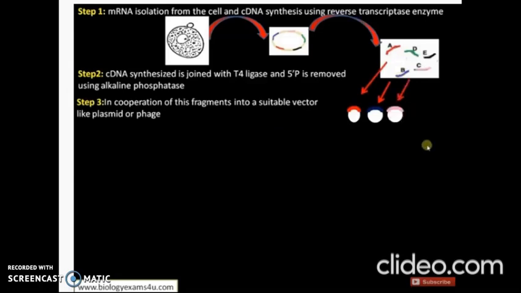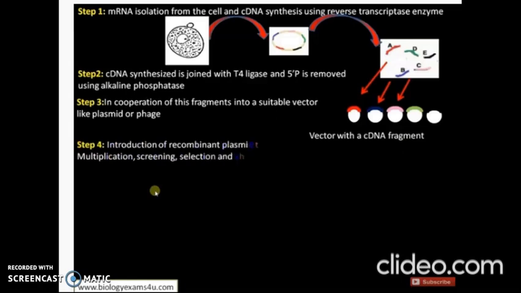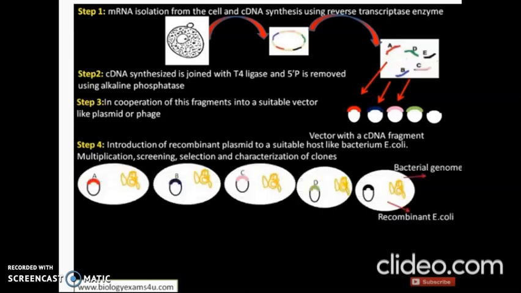And the third step is the incorporation of these fragments into a suitable vector like a plasmid or phage. So we have a vector with the cDNA fragment, and the fourth step is introduction of the recombinant plasmid to a suitable host like a bacterium, like E. coli, where it will multiply, and the screening, selection and characterization of clones are done. So we have the recombinant E. coli with the specific cDNA and it multiplies inside the host.